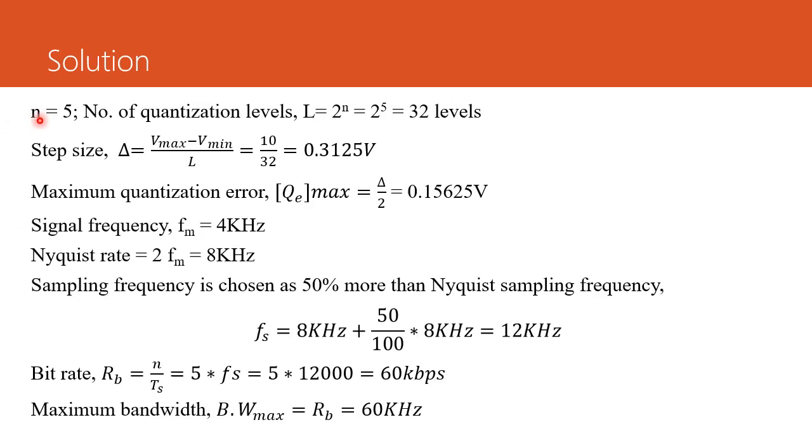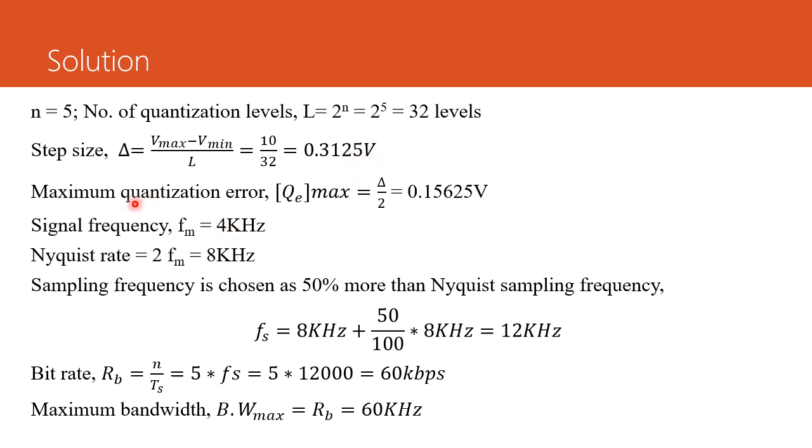So in this question, the number of bits n is given as 5. So the quantization level L is equal to 2 raised to n, which is equal to 2 raised to 5, which is equal to 32 levels. That is, between the maximum value and the minimum value, your quantization level is equal to 32. Next, we have to find out the step size, that is delta is equal to V max minus V min by L, that is VPP by L. Your maximum value is equal to 10, so that is 10 by 32, which is equal to 0.3125 volt.